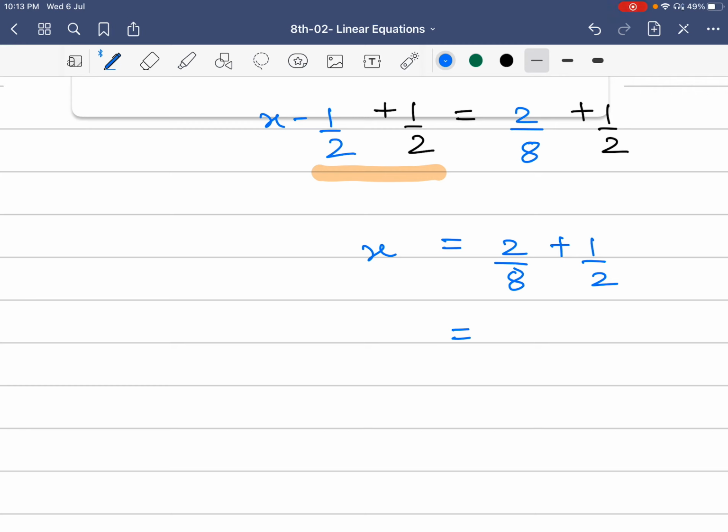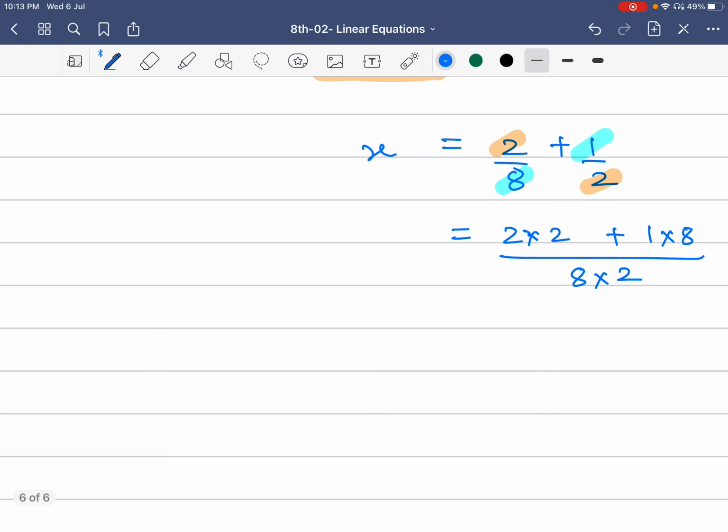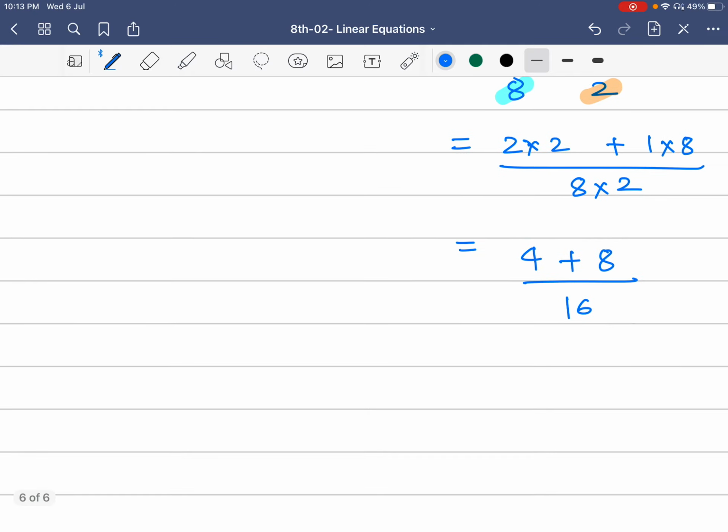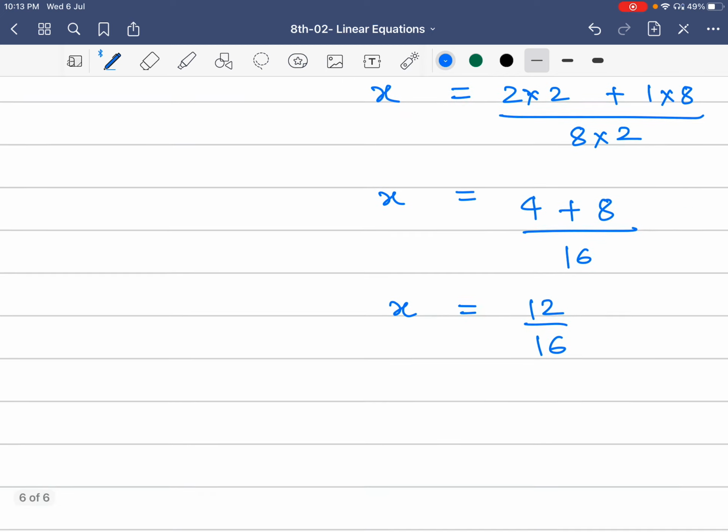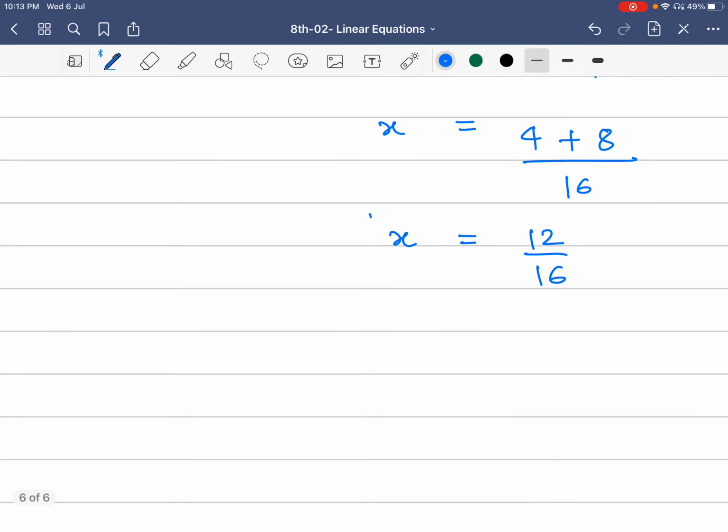That is equal to, let me use a highlighter, 2 into 2, and then 8 into 1. So this is going to be 2 into 2 plus 1 into 8, and the whole divided by 8 into 2. Now that is equal to 4 plus 1 into 8 is 8, the whole divided by 8 2s are 16. So 4 plus 8 is 12, 12 divided by 16. So x is equal to 12 by 16. This is the answer, or this is the value of x which the question is asking.